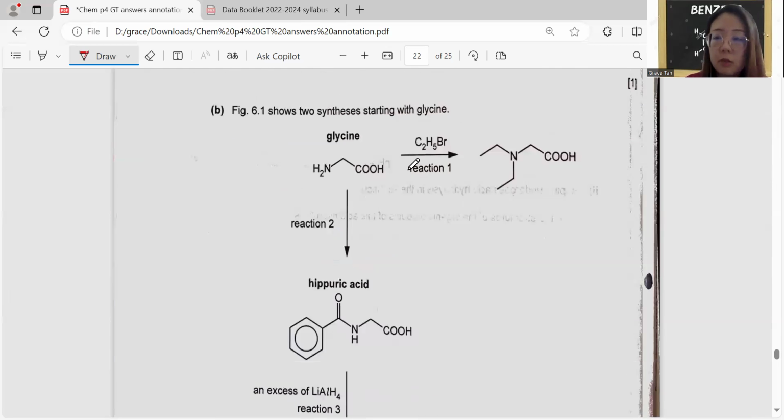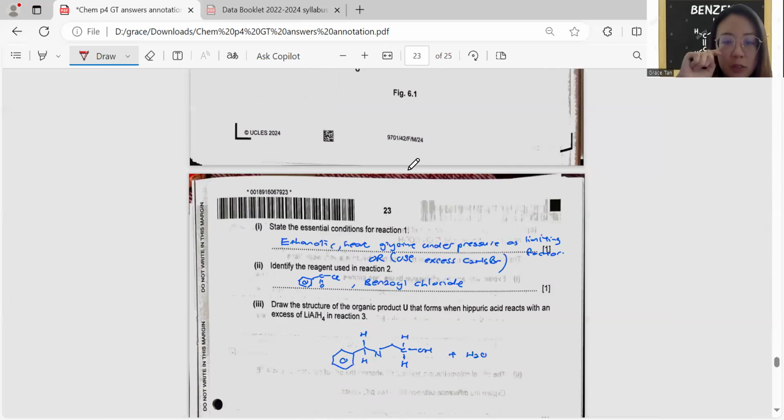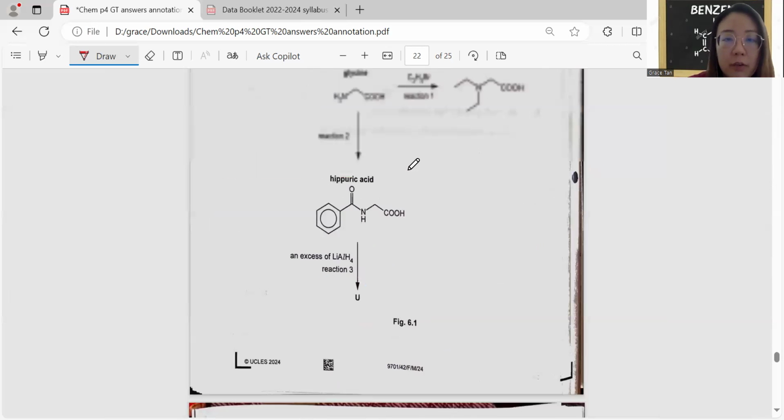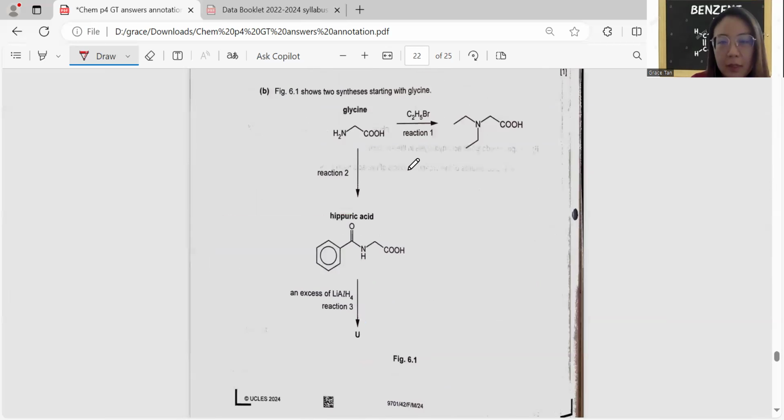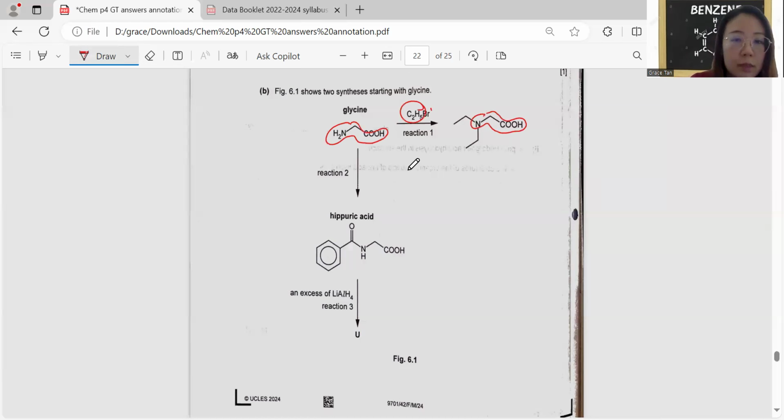Figure 6.1 shows two syntheses starting with glycine. Okay, now let me zoom out a bit. So you can have a look here. You pause the video to have a look at this whole thing. Now, state the essential condition for reaction 1. Now, if you look at reaction 1, this part here is here. And what you did was you added 2 of, let me change the color.